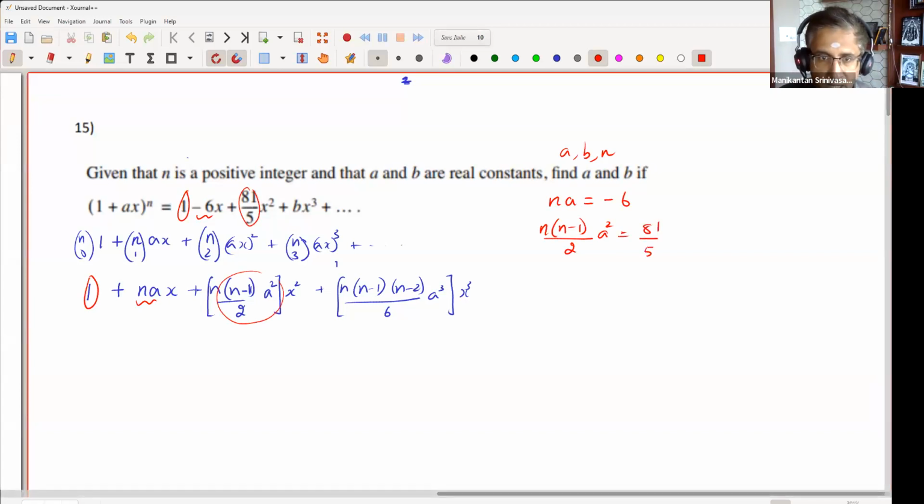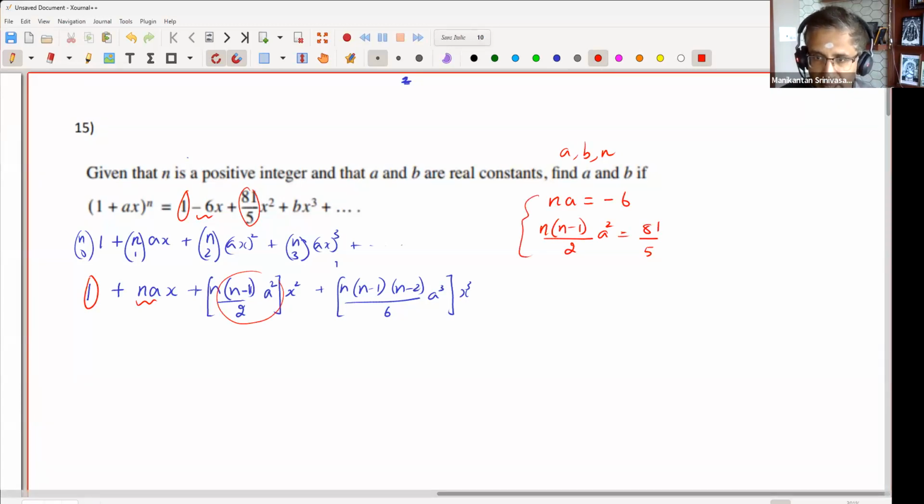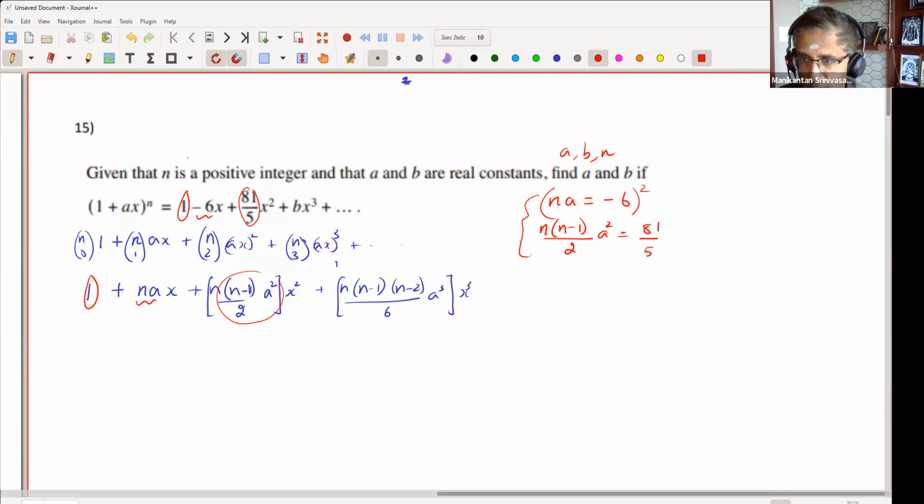Before we go to the third one, let's use these two to solve n and a, because these two are just dependent on n and a. Therefore, it's easier to just solve them first, right? Now, multiple ways to solve. One way would be I can square this first equation and divide by the second, so that a squared gets cancelled. If I square the first one, n squared a squared equals minus 6 whole squared, which is 36.